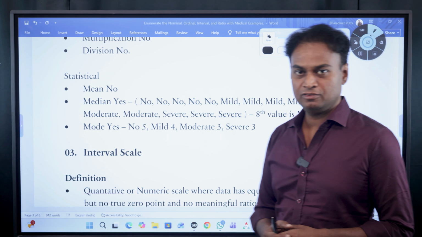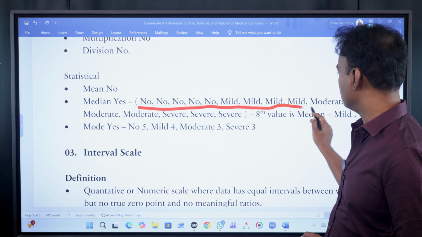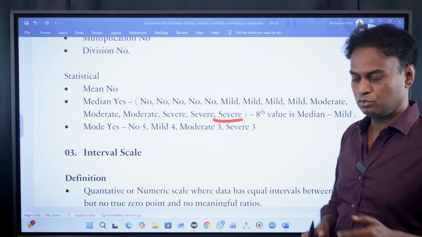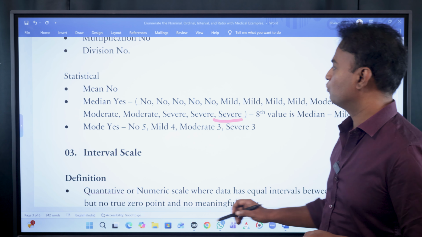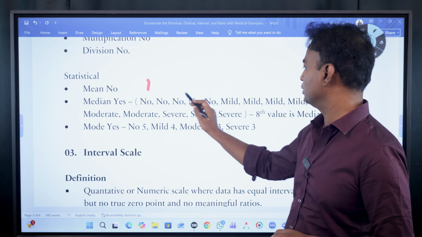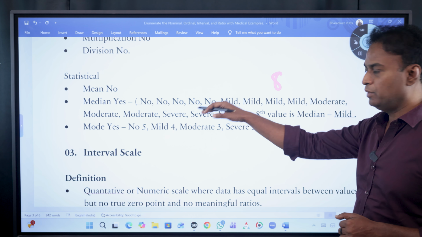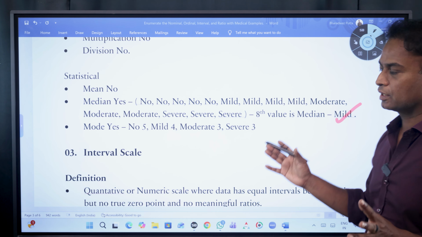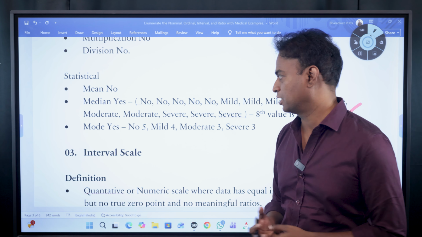To calculate the median, first you have to arrange these in ascending order. So these are the 15 values. Out of 15 values, when you arrange them in order, the 8th value is the median. What is the 8th value? 1 2 3 4 5 6 7 8. This is the 8th one. So the median for this data set is mild. Okay, you can calculate the median when you have an ordinal scale.